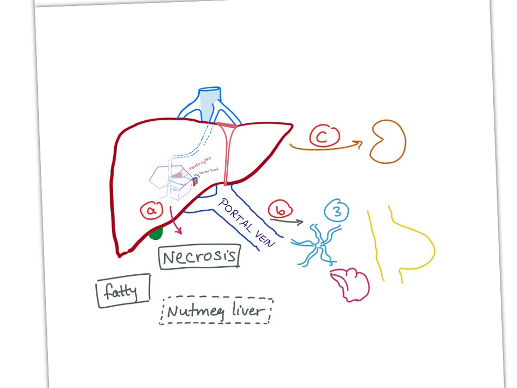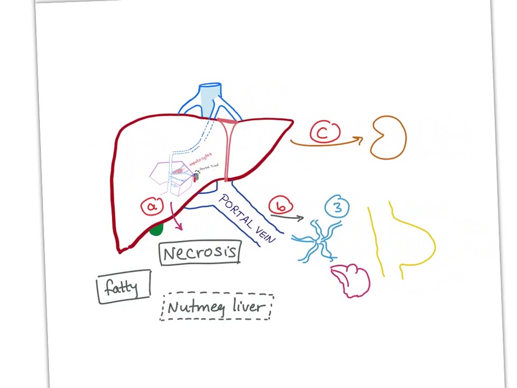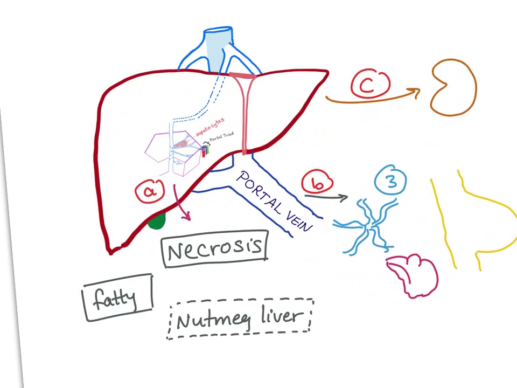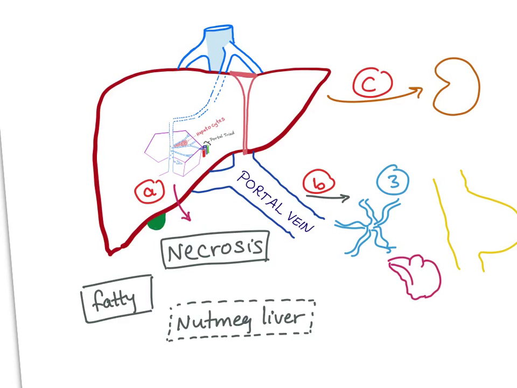So let's recap. What are the complications? In the liver, we have centrilobular necrosis and peripheral fatty change, eventually nutmeg liver. What about the portal vein? We will have ascites and splenomegaly. We will have portosystemic anastomosis leading to esophageal varices, caput medusae, hemorrhoids, and eventually hepatorenal syndrome. That's it.